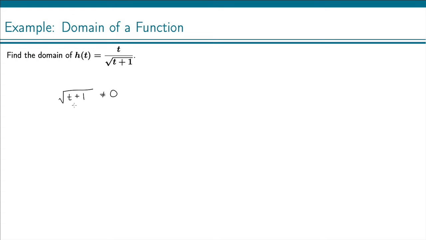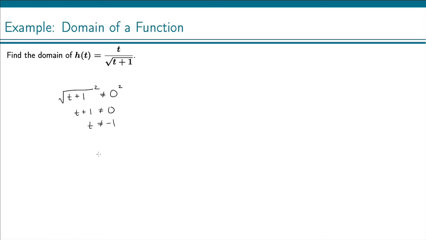And now we need to get t by itself. So if I square both sides, then I get t plus 1 cannot equal 0. And then subtract 1 from both sides and get t cannot equal negative 1. So that's the first restriction that I have just because I'm dividing.